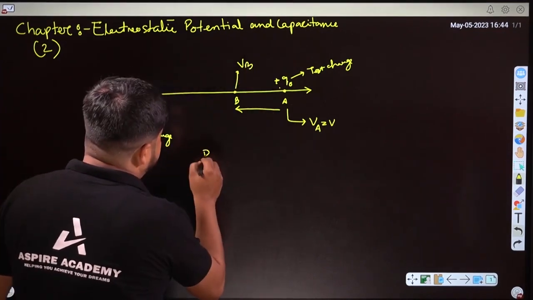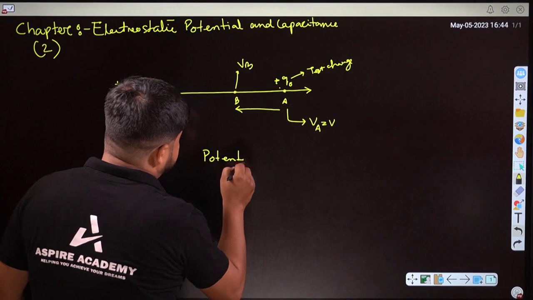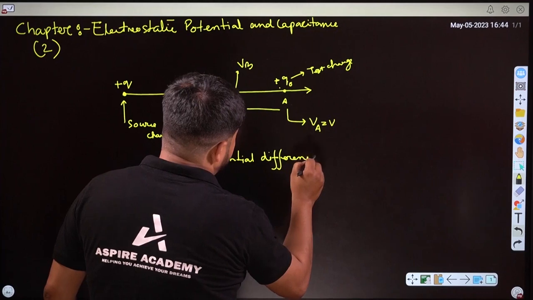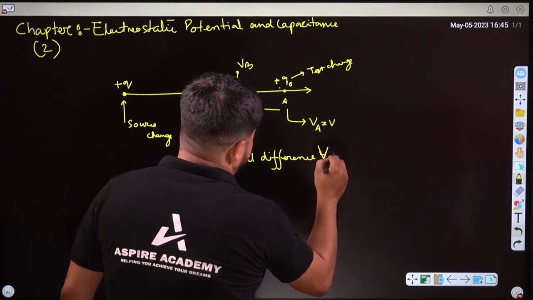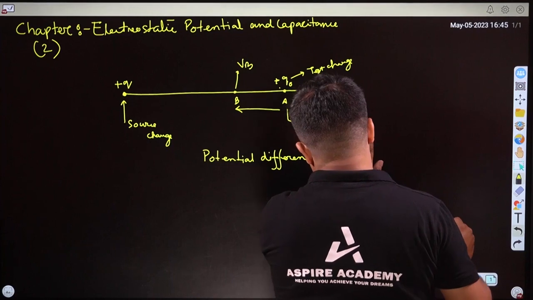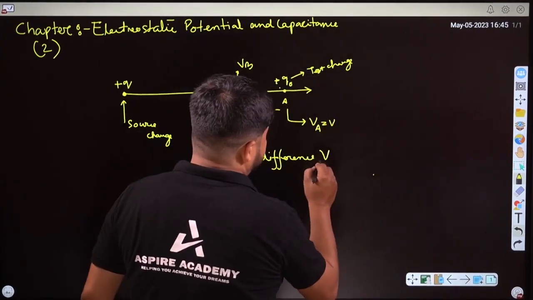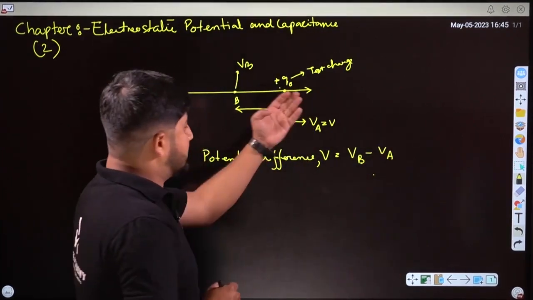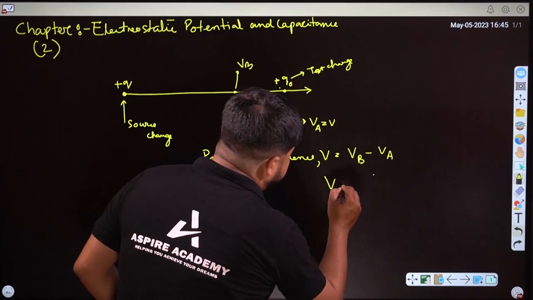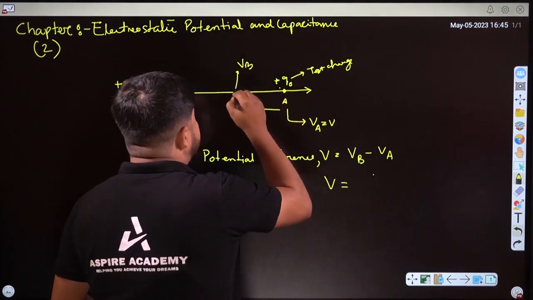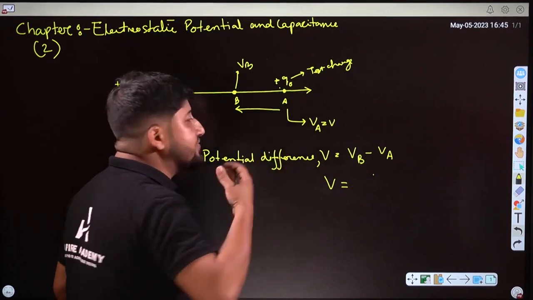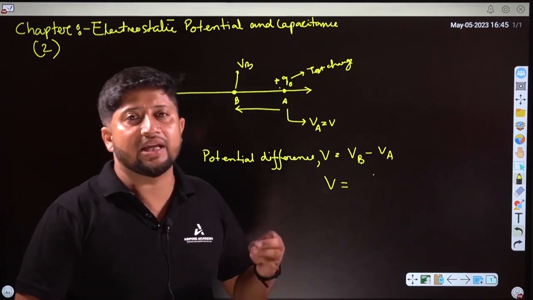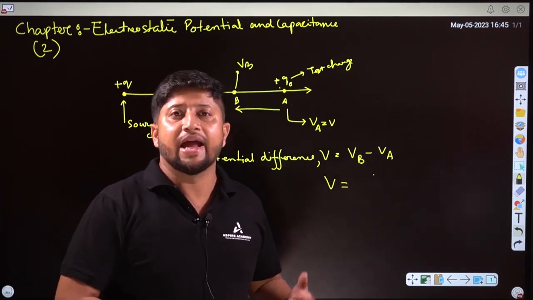We can call it the potential difference V. Potential difference means difference. V is equal to what? VB minus VA. So this is the difference. Here the potential is different, and here is another potential. Now what is potential difference? Potential difference is the amount of work done in bringing a unit positive charge from one point to another against the electrostatic force.